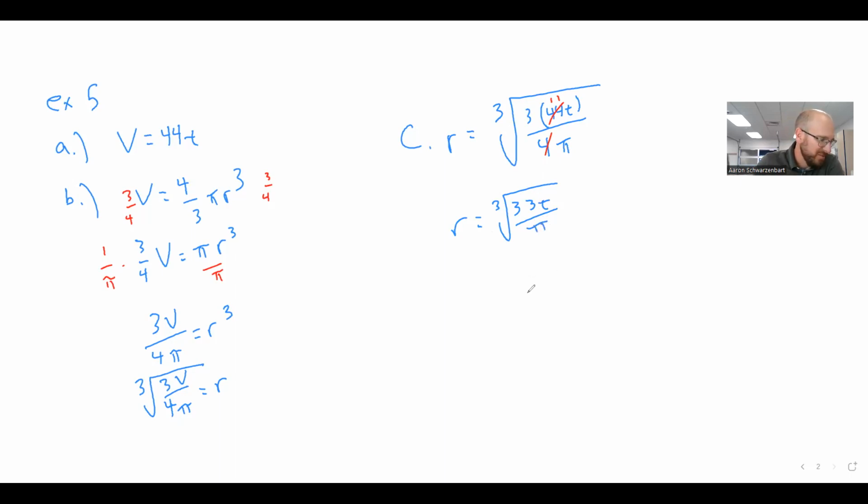That's my radius. I plug in 5, because it asks me what it is after 5 seconds. I get 33 times 5 over pi. The cube root of that is 3.74 millimeters.